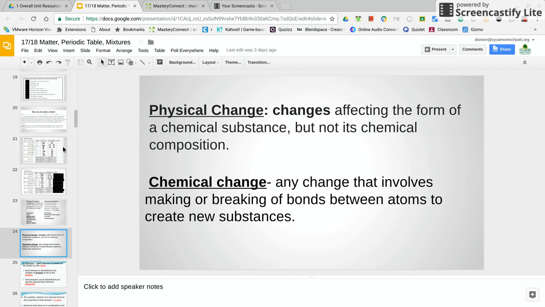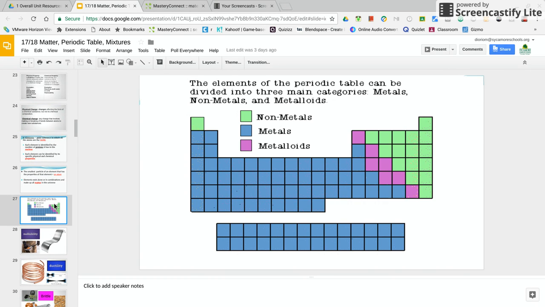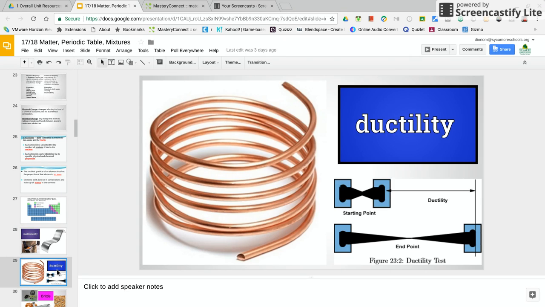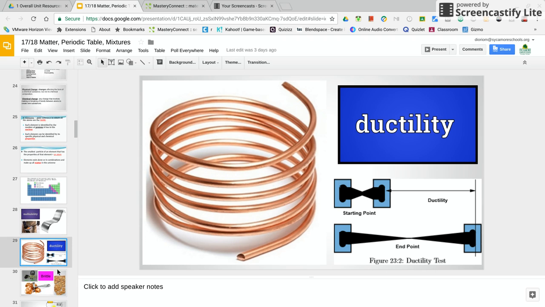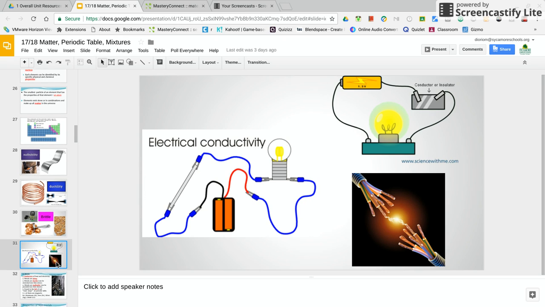Some of the materials that we looked at and we classified were metals, nonmetals, and metalloids. So we divided all of the matter on the periodic table into three categories. And from there, we said metals have a malleable property, which is a physical property. It's ductile, which is also a physical property. We said it conducts electricity, which is also a physical property.